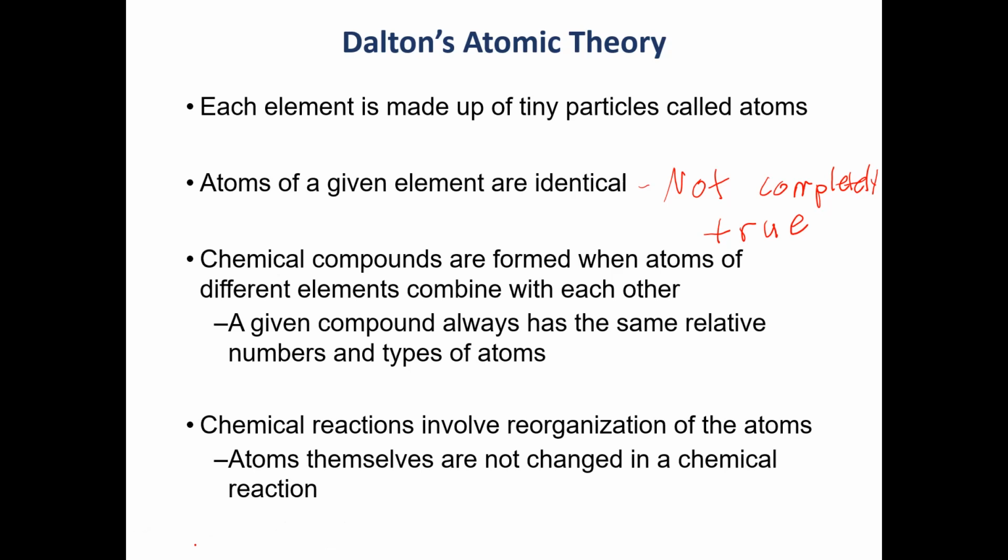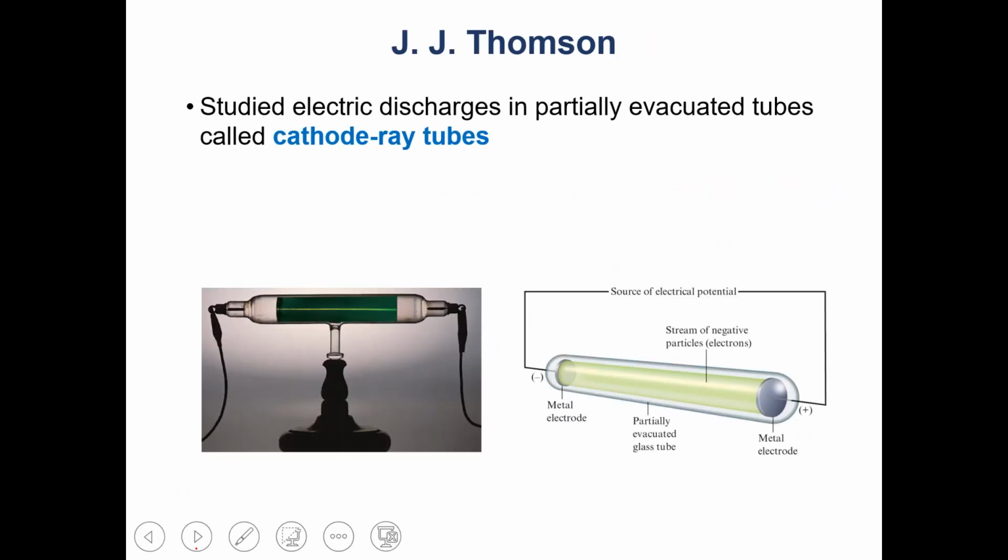And the last part of this is that chemical reactions involve reorganization of the atoms. So when we do a chemical reaction, we don't change the atoms themselves, but we do reorganize them to form different substances. So as we get into some more chemistry and some more history here, we're going to talk about how we learn about different parts of the atom. So J.J. Thomson used what we call cathode ray tubes to study some of the parts of an atom.